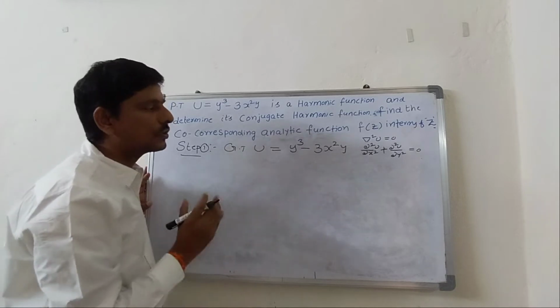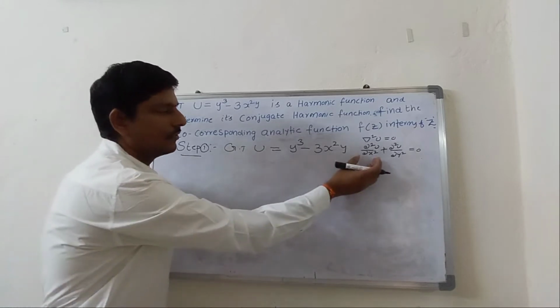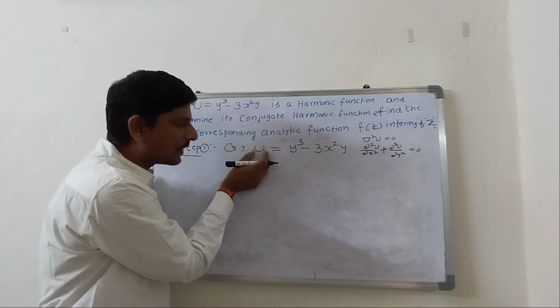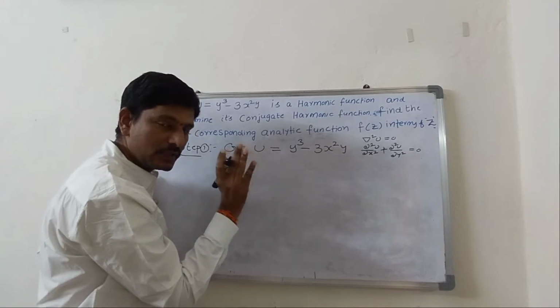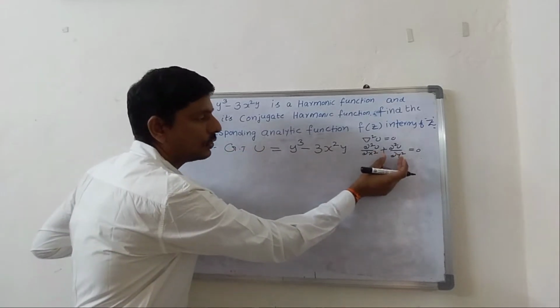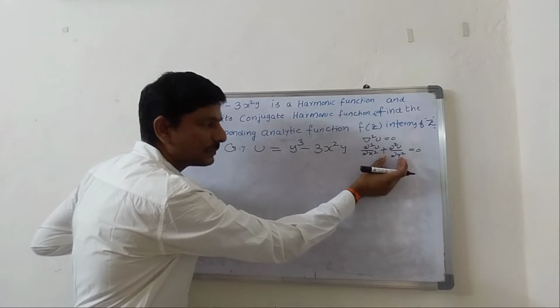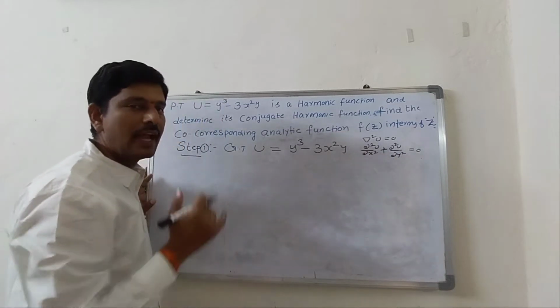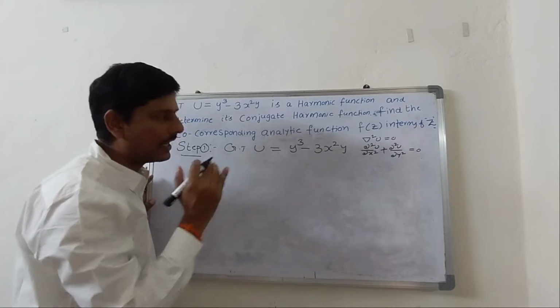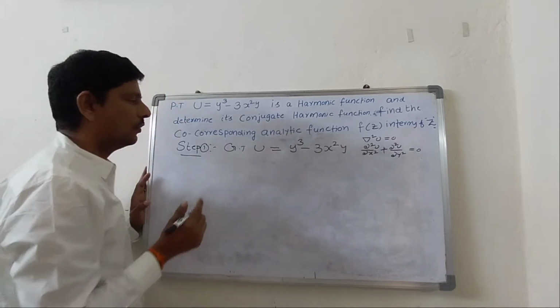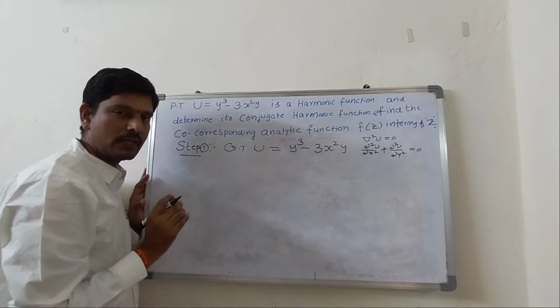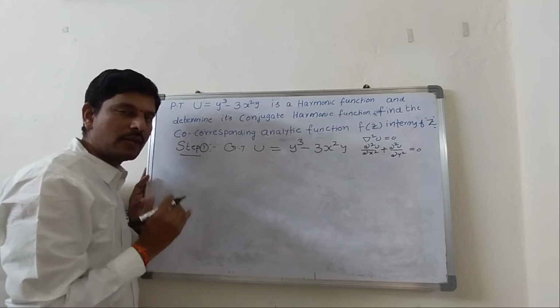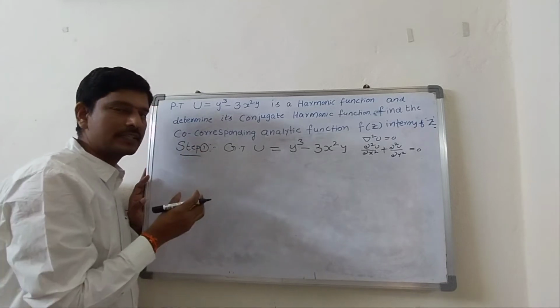Clear? Okay, so now what we have to do? Yes, we have to differentiate u with respect to x twice. That means 2 times. And also we have to differentiate u with respect to y 2 times, and we have to add those terms, and we have to get 0. Okay, this is the step number 1. So if this question is asked for 10 marks, this first step consists of 3 marks.